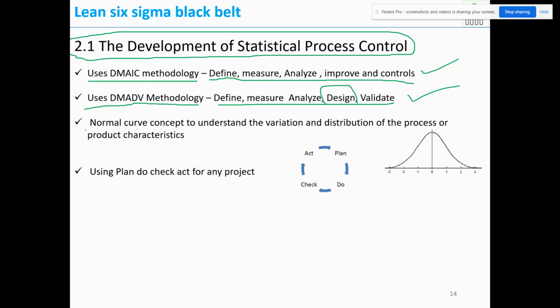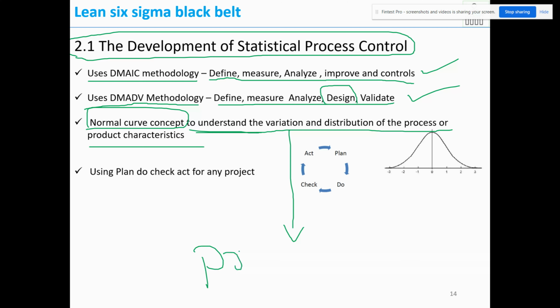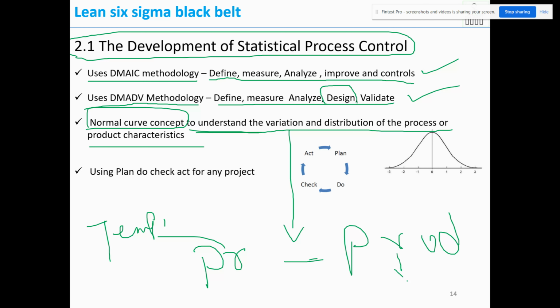Next, the normal curve concept. The normal curve concept is used to understand the variation and distribution of the process or product characteristic. Here you need to understand there are two things: process characteristics and product characteristics. What are process characteristics? They are nothing but process parameters, for example temperature and pressure. Product characteristics can be a dimension or an internal property.